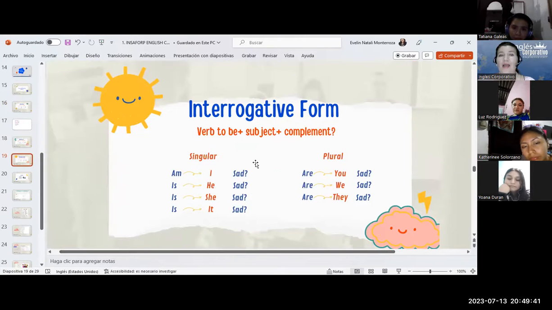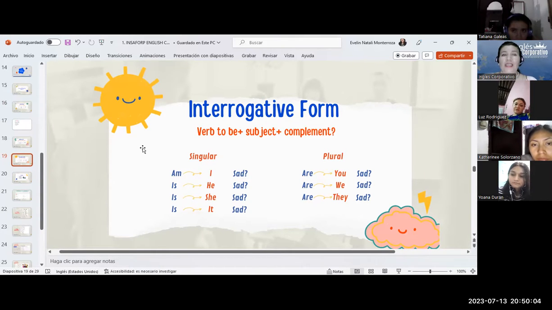And for the questions, you put the verb to be at the beginning of the sentence, okay? Am I sad? Is he sad? Is she sad? Is it sad? Are you sad? Do you know what's the meaning of sad? ¿Saben qué significa sad? It's the opposite of happy, triste. Exactly, right? Triste. Sad, happy, okay? Are they sad? And they have it right here.